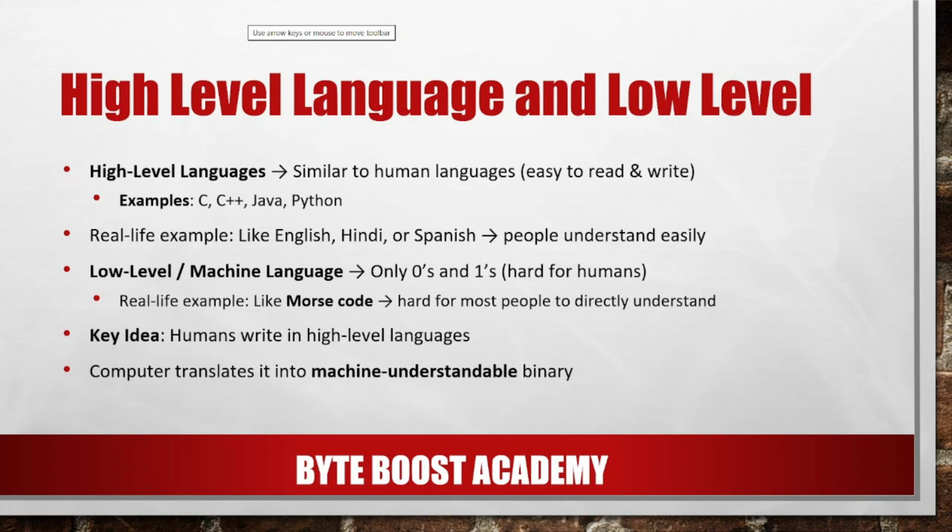And what are low level languages? Low level languages are machine level languages that can only understand binary forms, that is, only zeros and ones. And it's hard for humans to understand. Suppose I say 1010 to you, and if you do not know binary calculations, it will be hard for you to figure out what I meant to say, right?